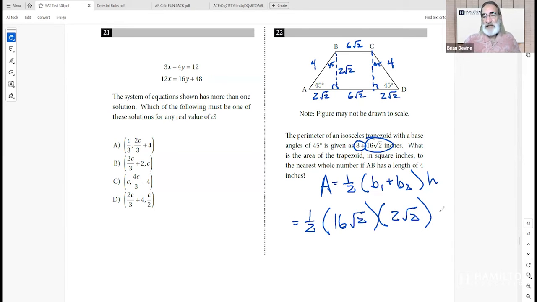And if I multiply that out, I get 32. So the area of this trapezoid is 32 square units, or inches.